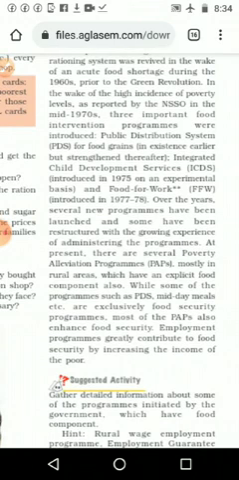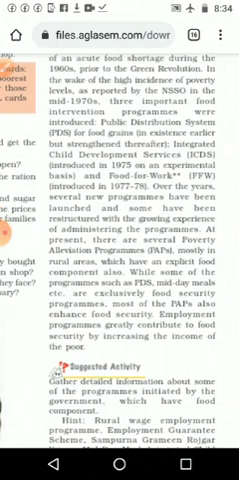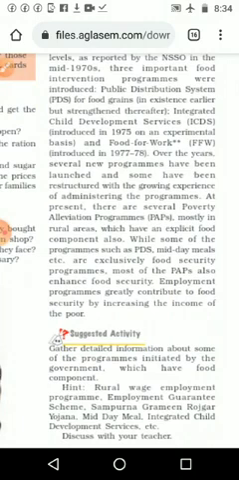First one is the public distribution system, PDS, that is we are giving the food grains. It was there from 1914 onwards. We made only a little bit of changes. The new program started was ICDS, Integrated Child Development Services.